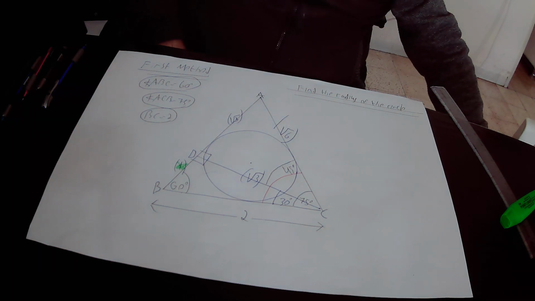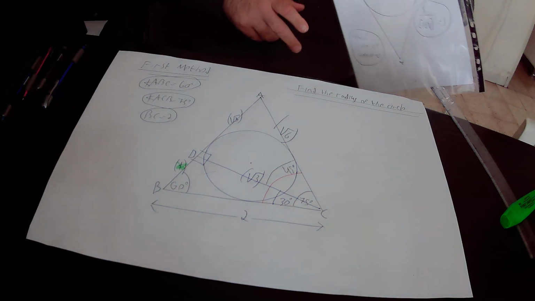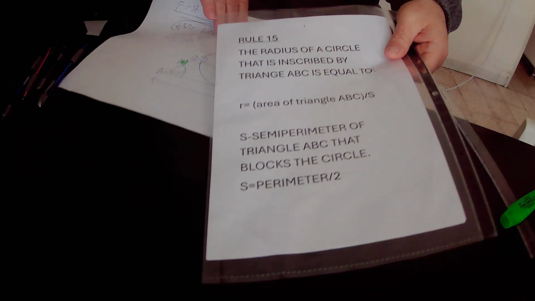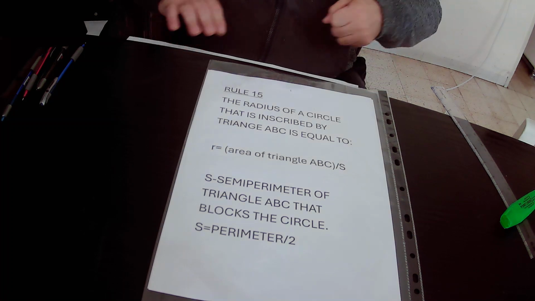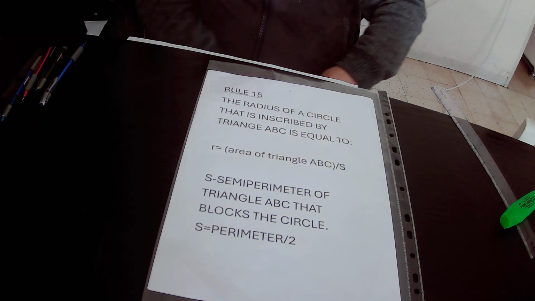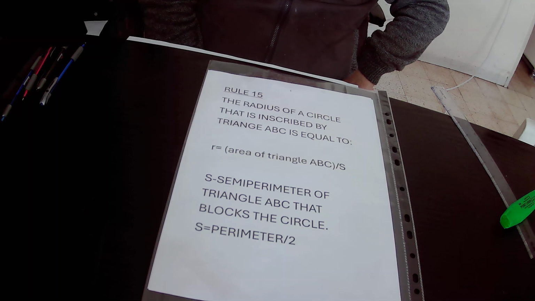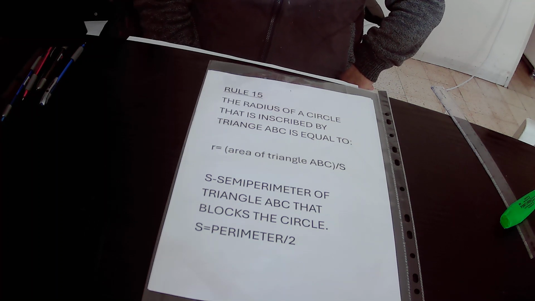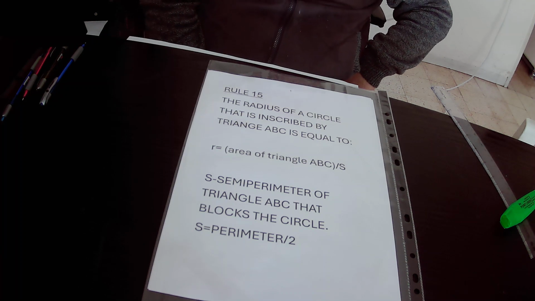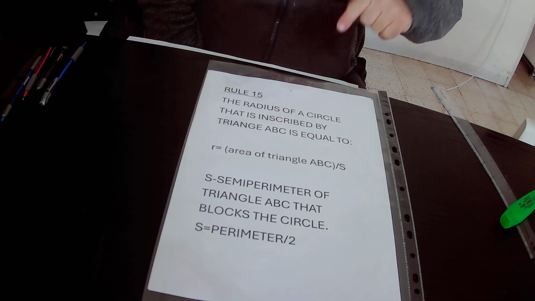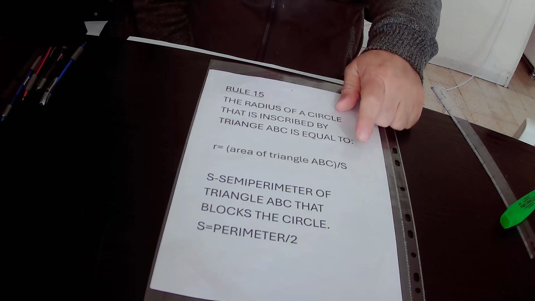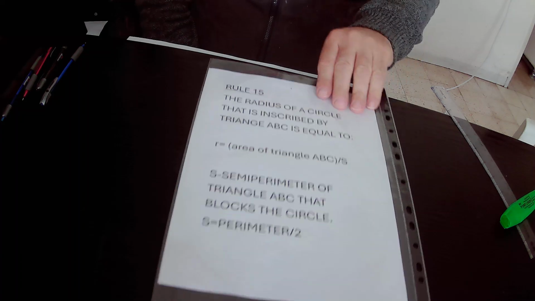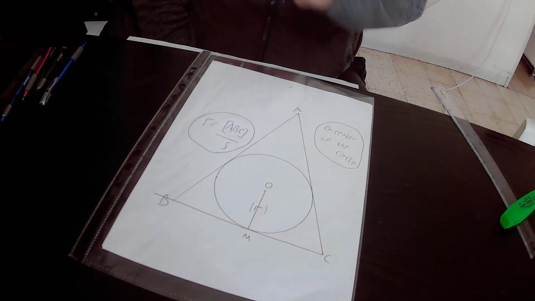In the next step, I presented a new rule and we implemented it in our drawing. The new rule is rule number 15. According to rule number 15, the radius R of a circle inscribed in triangle ABC, which could be any triangle, equals the area of triangle ABC over the semi-perimeter of the same triangle. The semi-perimeter of any triangle is the perimeter over 2. This is the drawing of rule number 15.